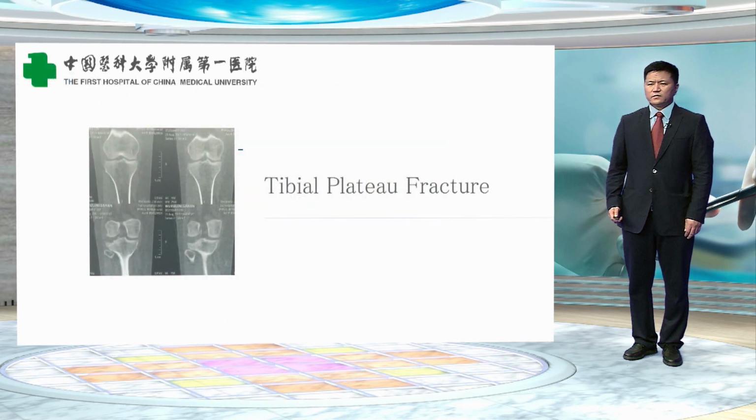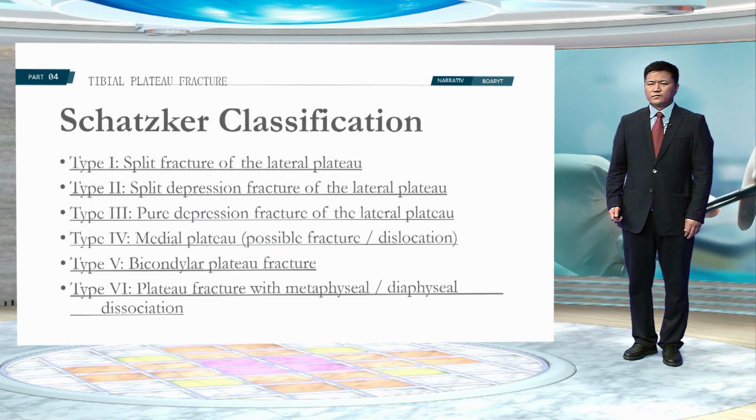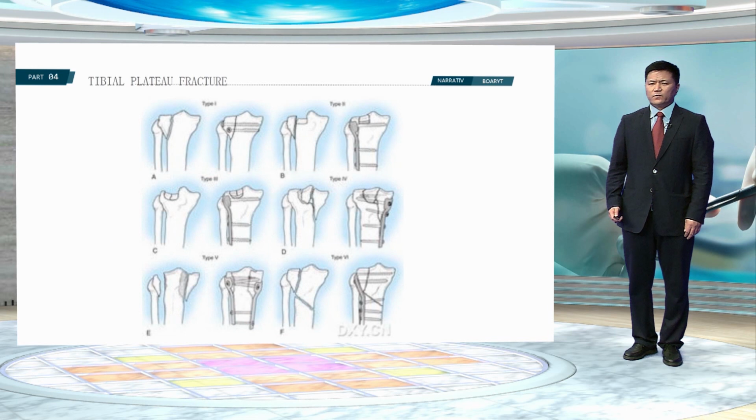The fourth is the tibial plateau fracture. The common classification is the Schatzker classification. It divides into 6 types. Types 1, 2, 3 are lateral side fractures, and type 4 is the medial side fracture, and types 5 and 6 involve both sides.